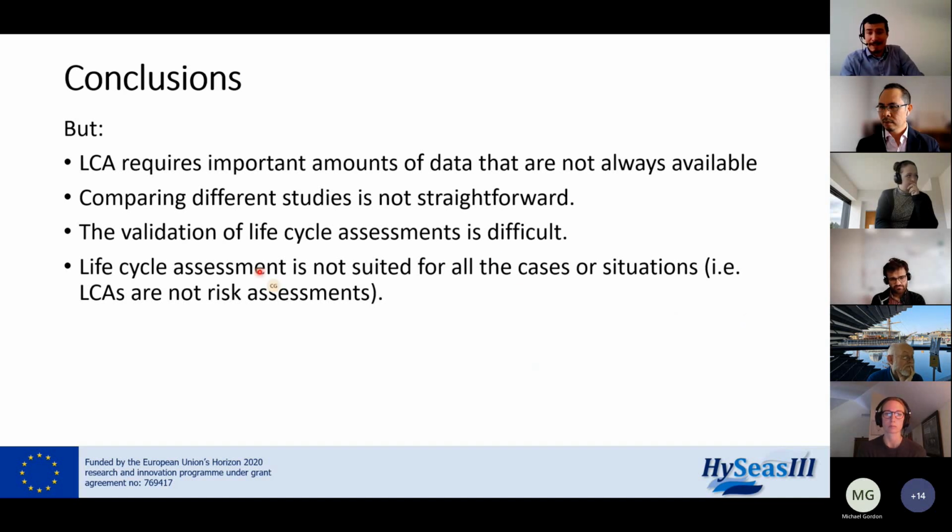However, we need more data, and that's not always possible. Comparisons are difficult, especially between studies, even between alternatives. The validation is difficult, and I already mentioned that life cycle assessment is not a Swiss knife. You can't use it for everything. It's not a risk assessment.